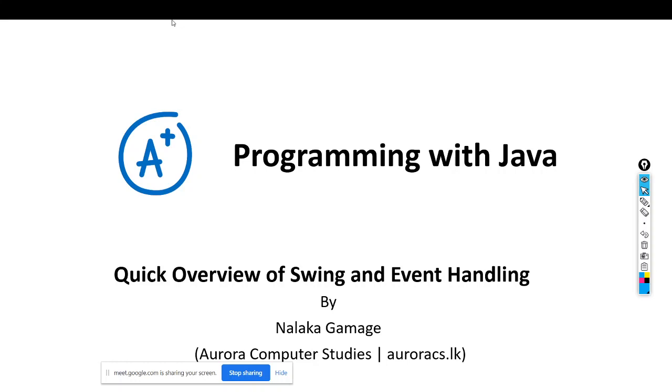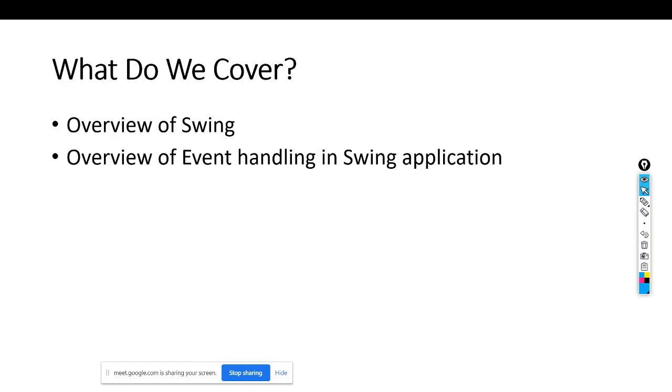Anyway, we will be learning only Swing, because all those things that you can do with AWT, you can do with Swing also, and Swing is better than AWT. That is why we are now using Swing rather than AWT. We are also going to do event handling in parallel, because for event handling we need some sort of UI to understand. So this is what we are going to cover: an overview of Swing, Swing applications or Java Foundation Classes, and an overview of event handling in Swing applications.